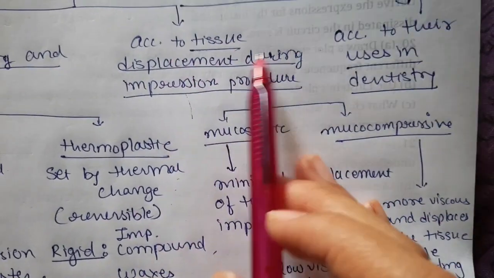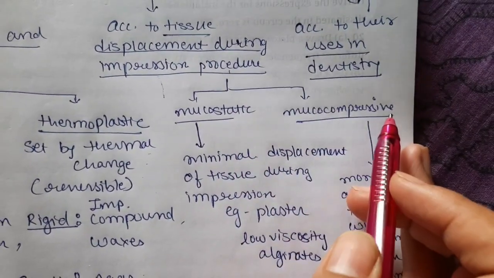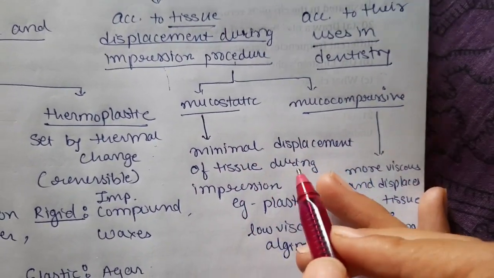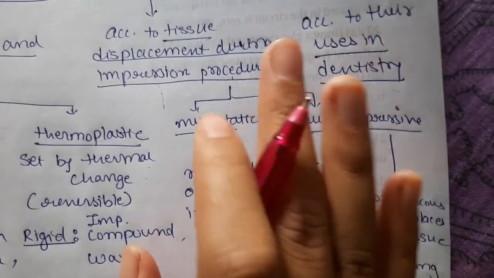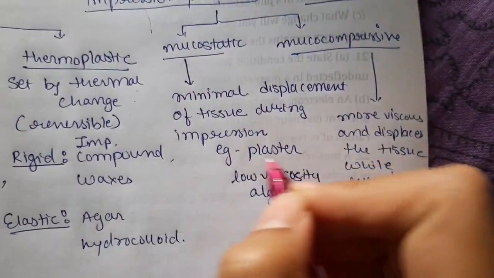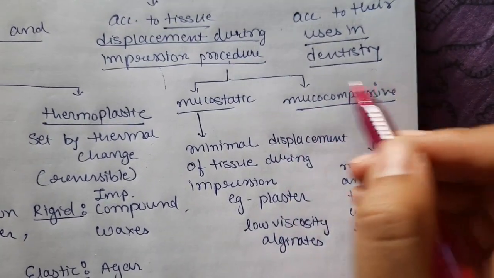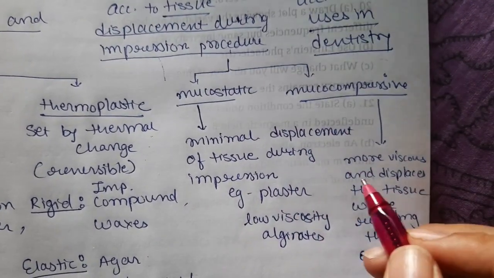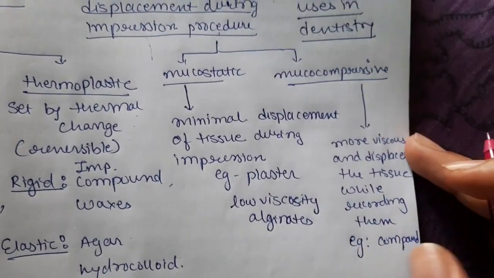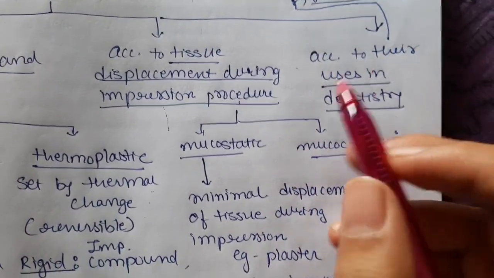Now, according to the tissue displacement during the impression procedure, they are divided into mucostatic and mucocompressive. Mucostatic are those substances which cause minimal displacement of the tissue during impression. Examples are impression plasters and low viscosity alginates. Mucocompressive are those substances which are more viscous and displace the tissue while recording. An example is compound.